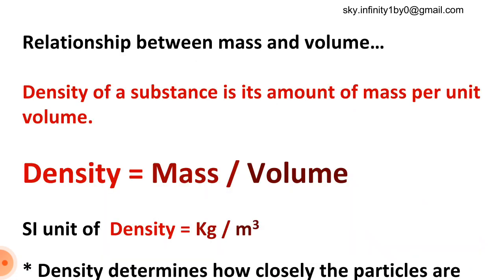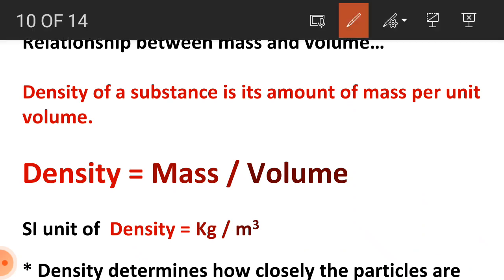Now we have seen the relationship between mass and weight. Mass is not equal to weight. We have also seen what volume is, the definition of volume, and what are the various apparatus which are used for measurement of volume. Now let's discuss the relationship between mass and volume.